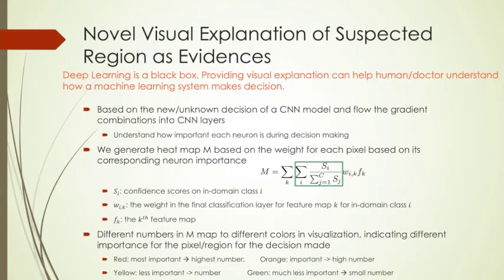Note, in a normal visual explanation for an in-domain classifier, the inside sum term marked in green is not needed. M consists of a grid of numbers, and different numbers in M map to different colors in the visualization, indicating the different importance of the pixel region in the decision making. For example, a high number means it is important to the decision making, so we mark it as red. A small number indicates it is not important, so we mark it as green.